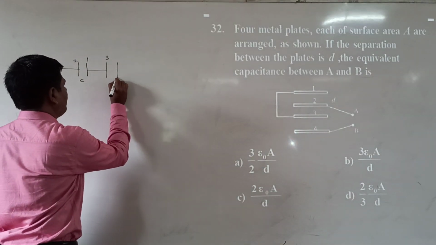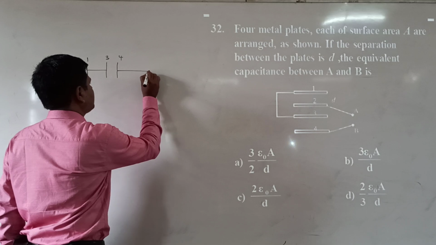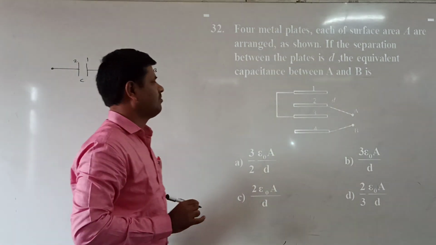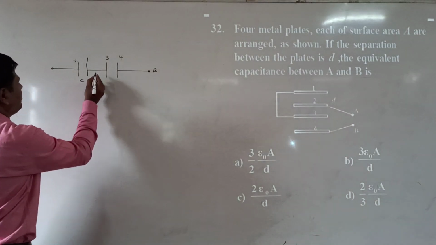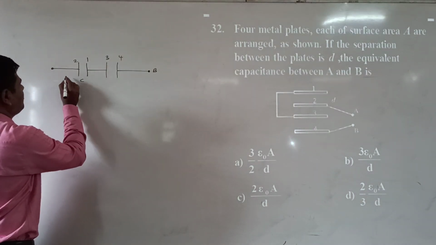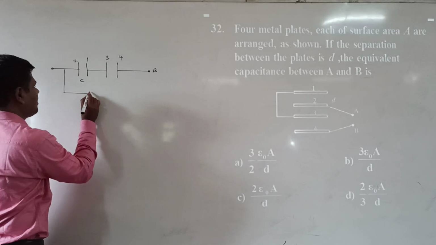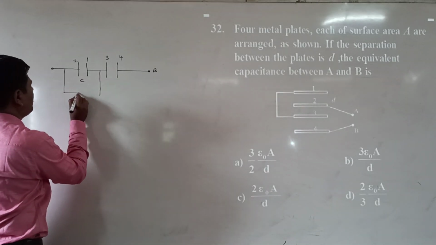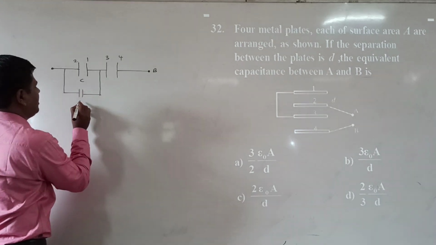So here this is the 4. Now this is given to which terminal here? B terminal. But observe here, in between 2 and 3 also it can form one capacitor. So in between 2 and 3, this is a 2, this is a 3 terminal, they can form another capacitor. We can take it like this, forming another capacitor in between 2 and 3.